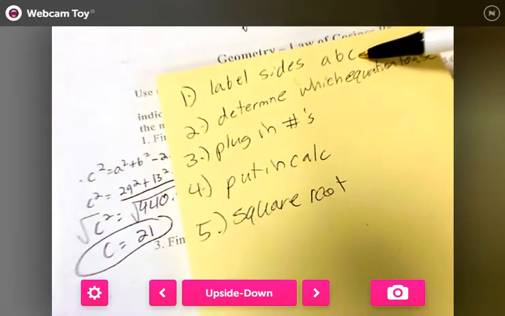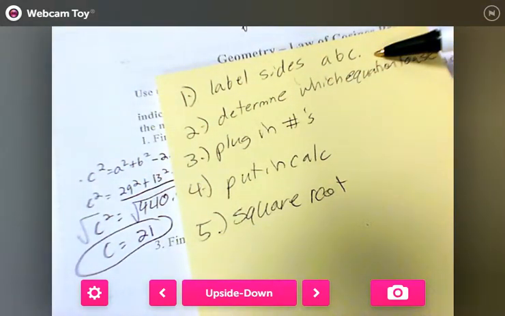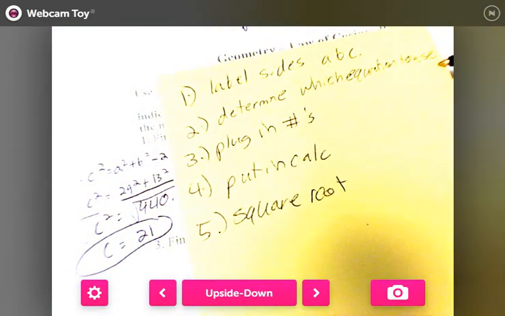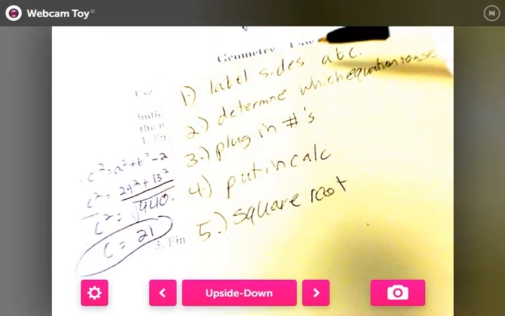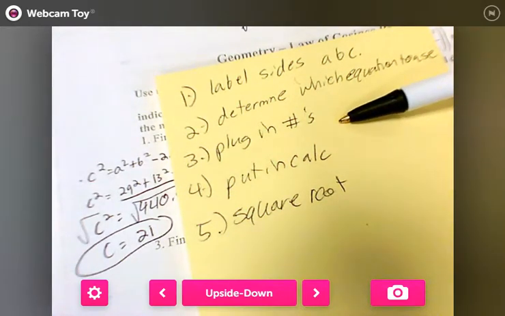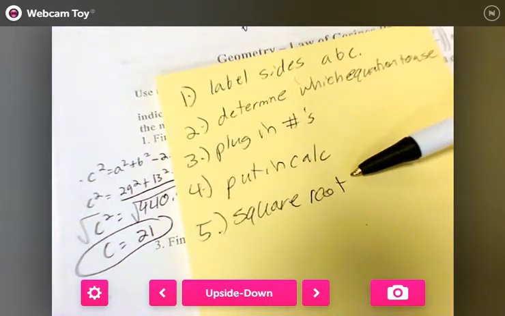1, label the sides. You can write this on the back of your paper. You can write it on a separate sheet of paper. Label sides A, B, C. 2, determine which equation to use. The one that starts a squared, the one that starts b squared, or the one that starts c squared? Determine which equation to use. 3, plug in numbers. 4, put in the calculator. And 5, take the square root, and that's it.